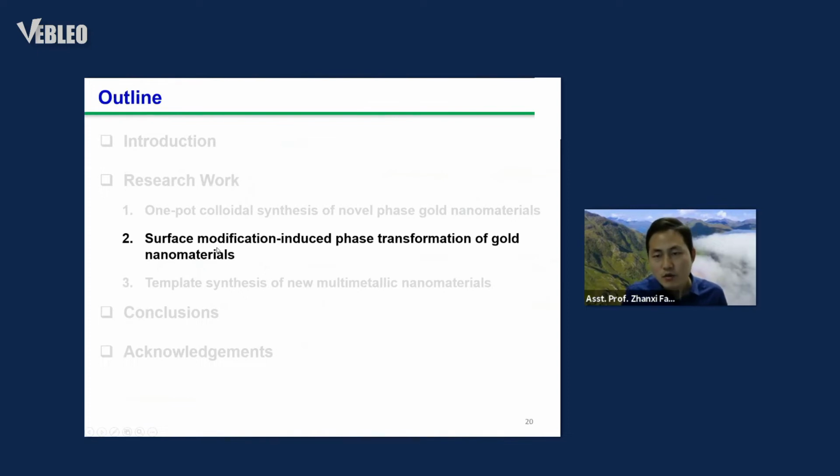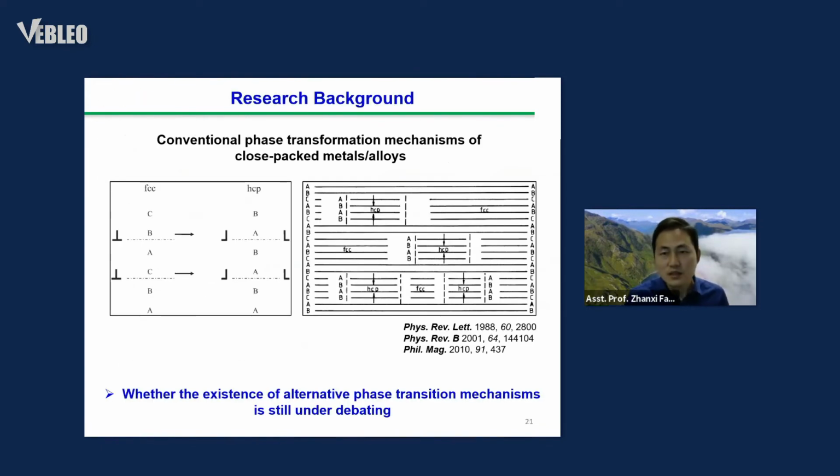And so actually, besides the one-pot colloidal synthesis, we can also realize the phase control of gold nanomaterials through the surface modification. So here, I would give a brief introduction about the background. Traditionally for the close-packed metals and alloys with FCC or HCP phase, the phase transformation between FCC and 2H phase or HCP phase usually occurs through the motion of partial dislocations on the close-packed planes, and after the phase transformation, the close-packed direction is always the same. There's no change in the close-packed direction, and also after the phase transformation, there are always a lot of crystal defects, such as stacking faults, twins, and even the coexistence of the two kinds of crystal phase.